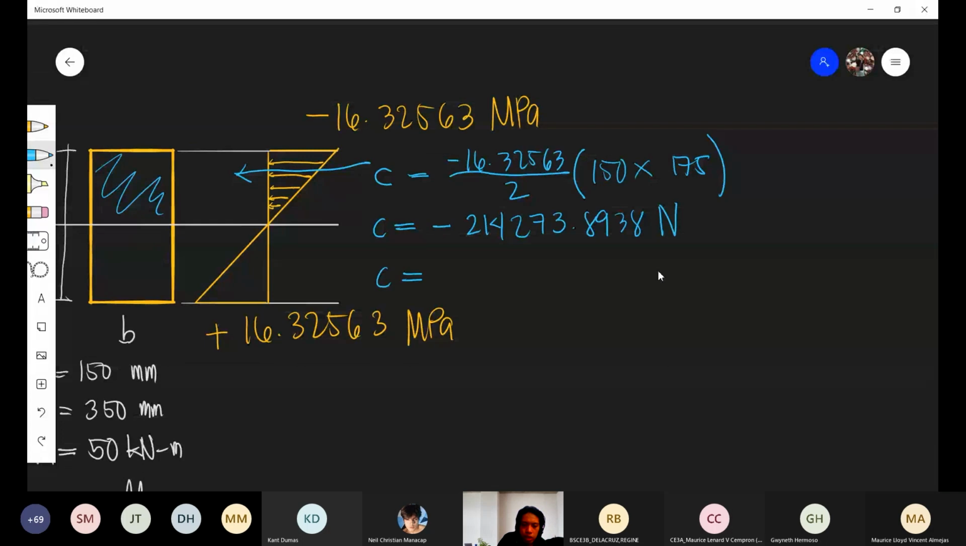C is equal to negative 240. Wait. Are you sure it is 214? Same, sir. I solved it, sir. 214, sir. Let me check. It seems too large.